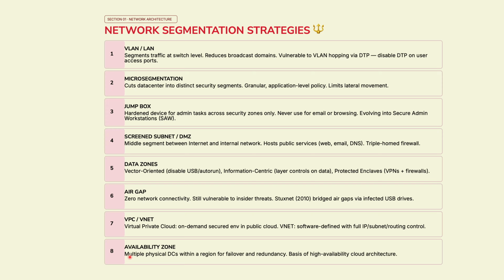Now, finally, availability zones, that's where you have multiple physical data centers within a single geographical region, providing failover and redundancy. For example, Amazon Web Services availability zones kept Netflix running during 2017, when what they called the AWS US East-1 outage happened, because traffic automatically shifted to a healthy zone.